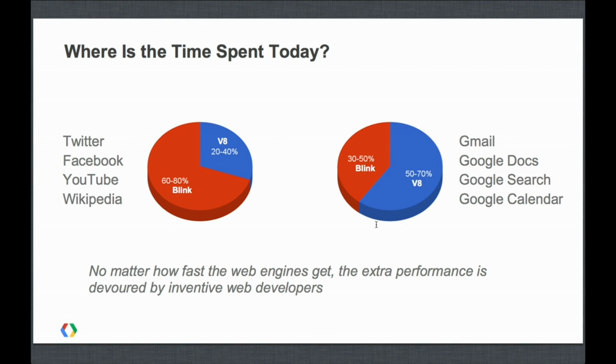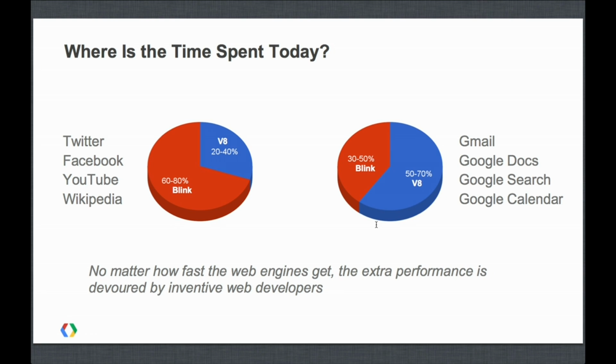One thing that's important for us is to pay attention to where the time is actually spent in your browser. And what you have here is a couple of diagrams that show that we're spending around 60% of the time in JavaScript execution when you're running things like Gmail, Google Docs, Google Search, and things like that.